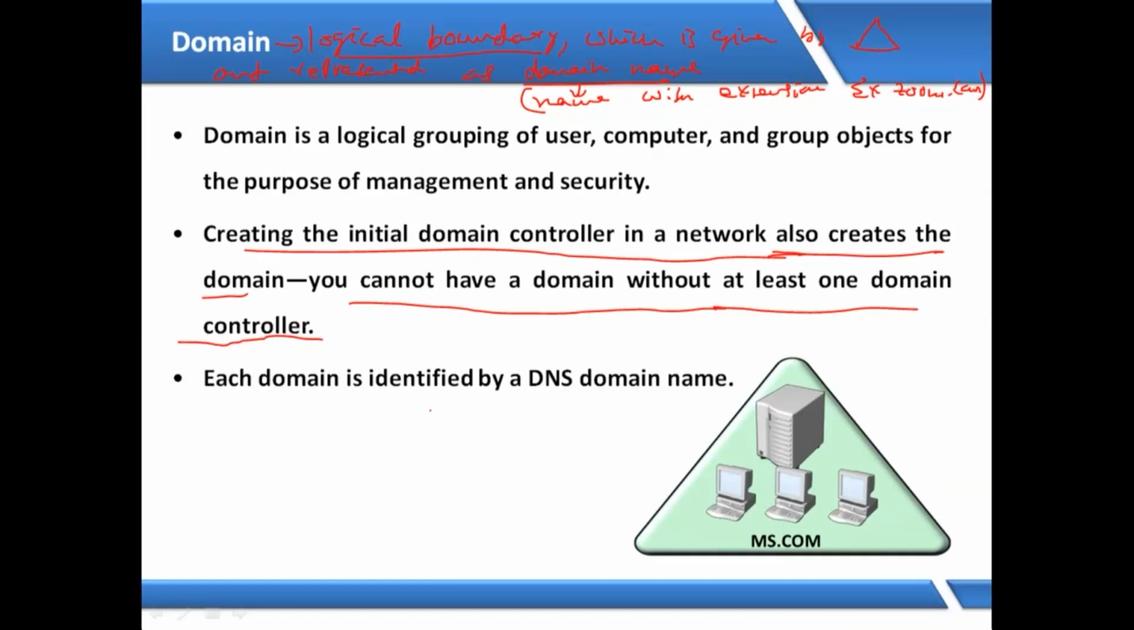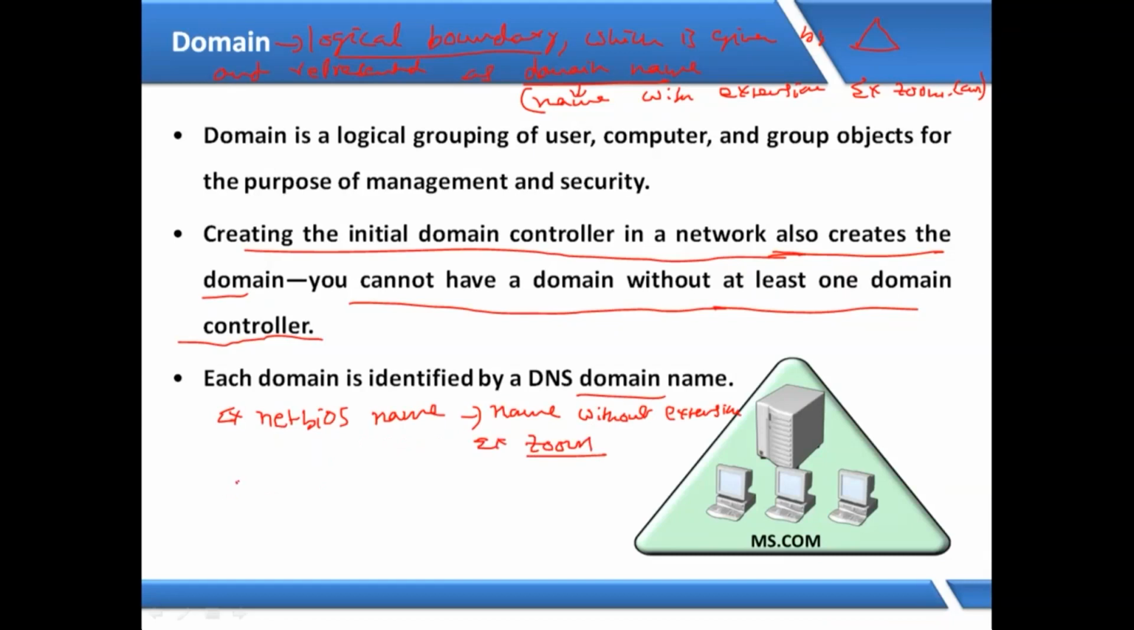Domain is identified by DNS name. DNS name means name with extension. Then there is the NetBIOS name. NetBIOS name means name without extension. There is no extension in that. So that type of name is called NetBIOS name. Suppose I write only one name. Is there any extension? No.